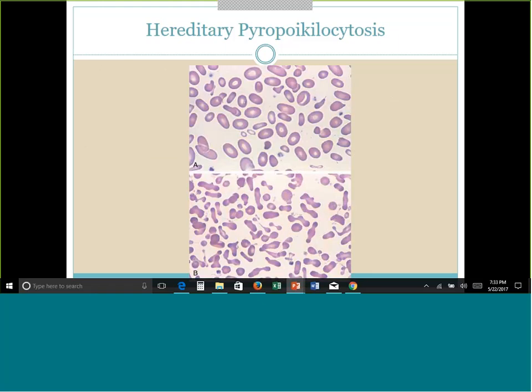I'm not going to worry about the other features there. But when you apply heat to the sample, the top part is normal, what they look like on their own, lots of poikilocytes in the top one, and then when you take that sample and apply heat to it, you can see just how much more misshapen those cells become, and that's what the name pyropoikilocytosis comes from.